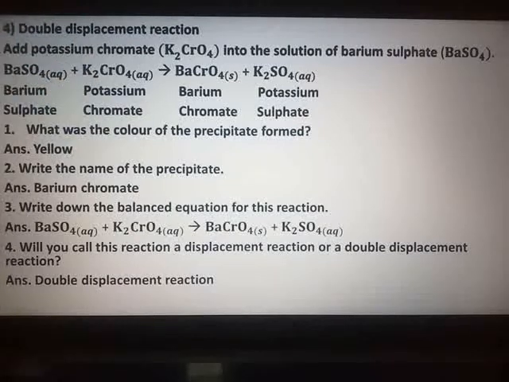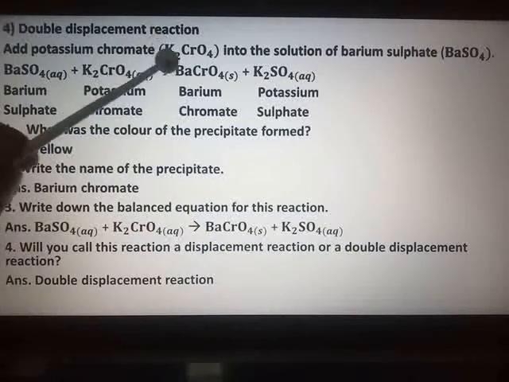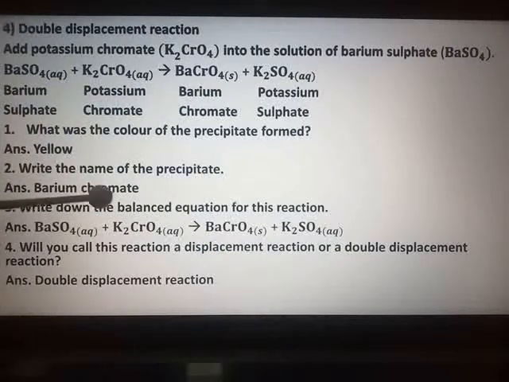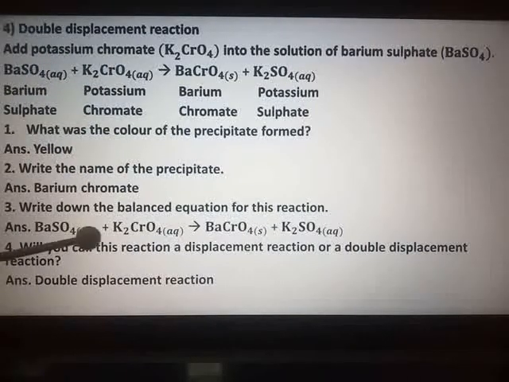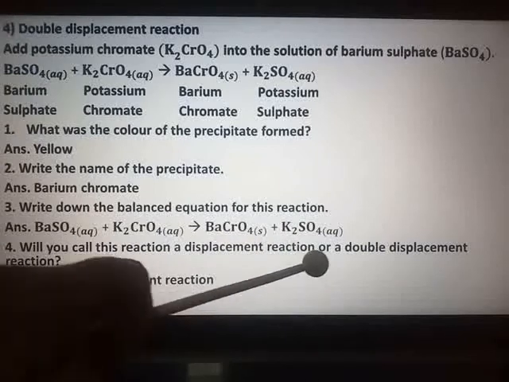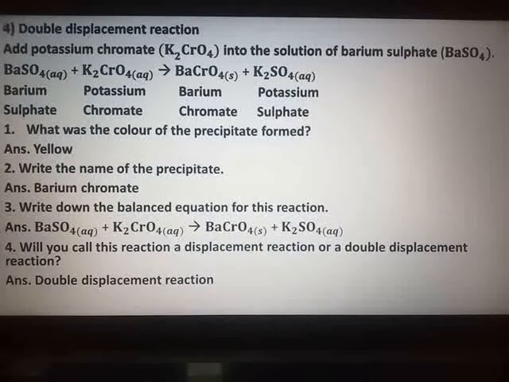Now for this reaction let us see the different questions which are asked. What was the color of the precipitate formed? Here we are not able to show you the reaction. When this reaction is carried out, the color of the precipitate which is formed is yellow. Write the name of the precipitate: barium chromate. Write down the balanced equation for this reaction. This is the balanced equation. Will you call this reaction a displacement reaction or a double displacement reaction? As there is the formation of a precipitate, it is a double displacement reaction.